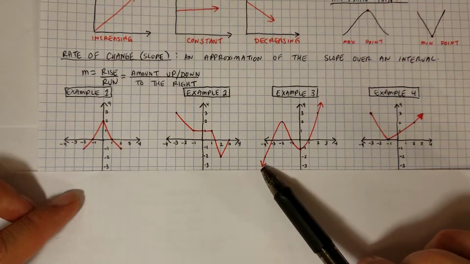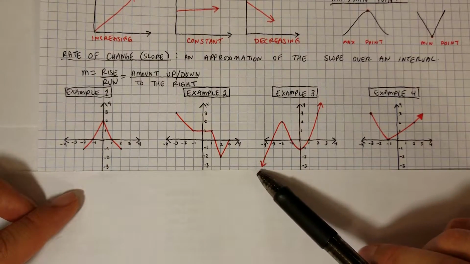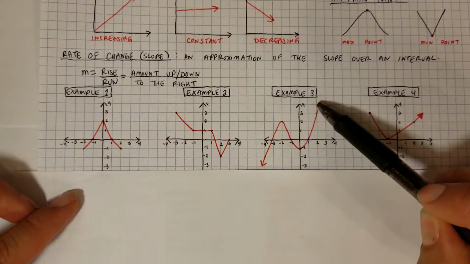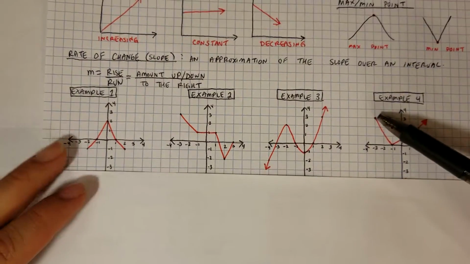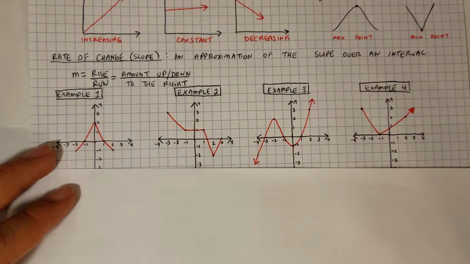Okay, so from left to right, example number 3, notice the arrows. This thing goes forever and ever down to the left, then it goes down, and then it goes up again. Example number 4, this thing starts here at -3, it goes down, and then it spikes up, and then it goes forever and ever that way.